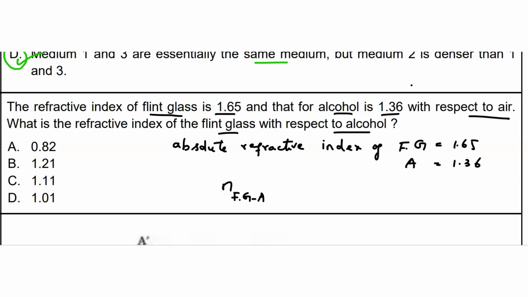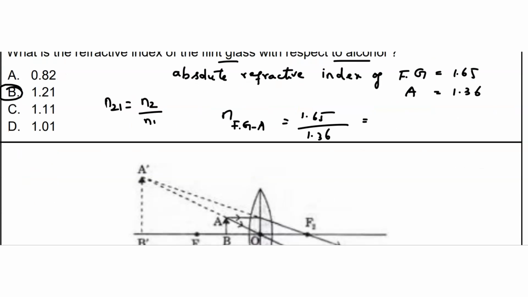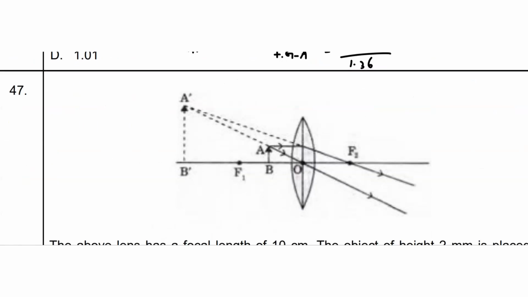So let us take flint glass to be medium 2 and alcohol to be medium 1. What is the formula for n21, which is n2 divided by n1? Here n2 is the absolute refractive index of the flint glass, which is 1.65, divided by the absolute refractive index of alcohol, 1.36. When you divide these two, you get the answer to be 1.2. It's very simple. The only thing is you should know this formula. Let's move on to the next question. Question number 47.